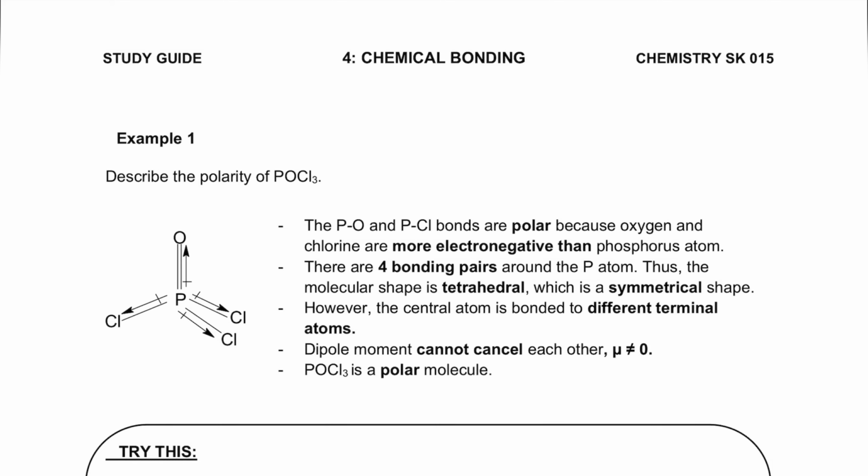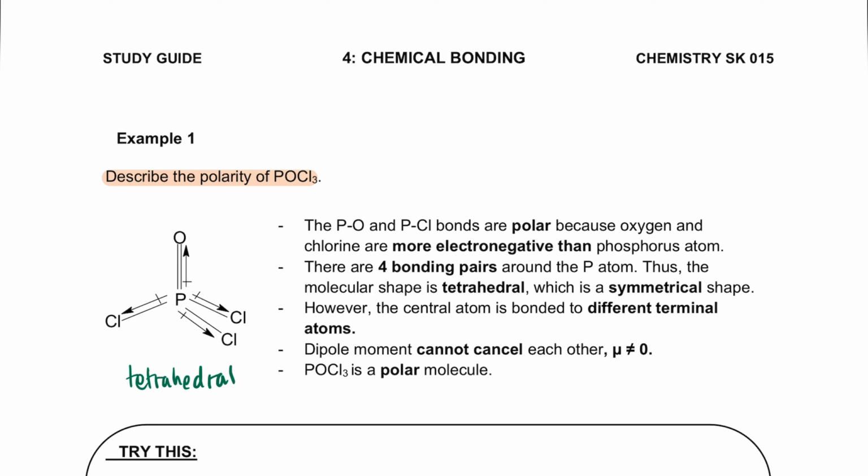Alright, okay, so next let us have a look at another example, one more example, iaitu dia kata describe the polarity of POCl3. Samalah, describe ni mean you have to explain juga. Okay, first dia dah lukis dah dekat kamu Lewis structure dan molecular geometry dia yang betul lah. Okay, so as you can see, okay, P dengan O ni kamu tengok bentuk dia pun tahu dah. Okay, the way dia draw, dan dia juga mention dekat sini the shape adalah tetrahedral.